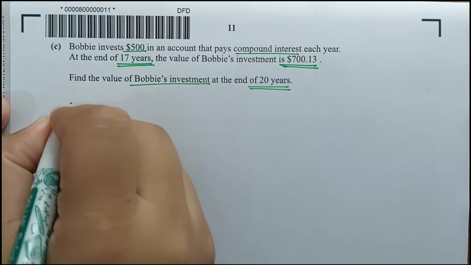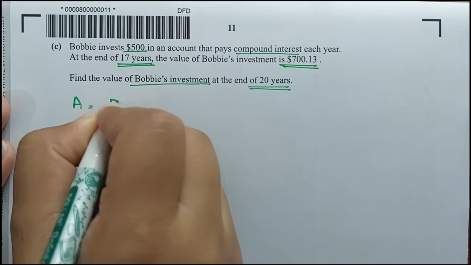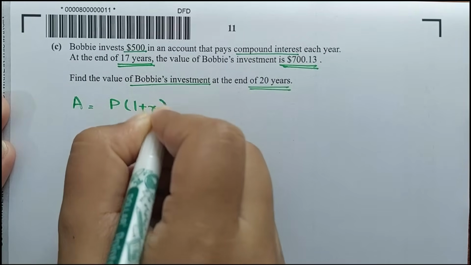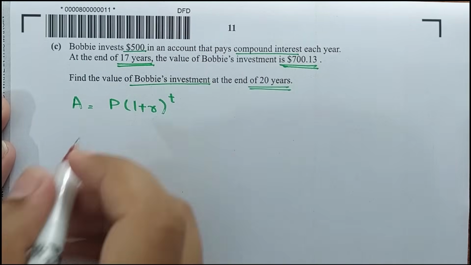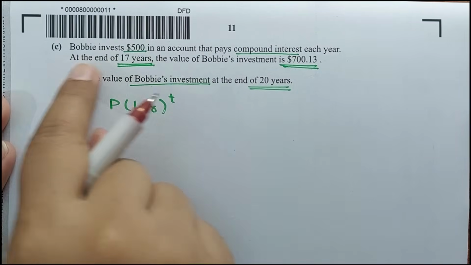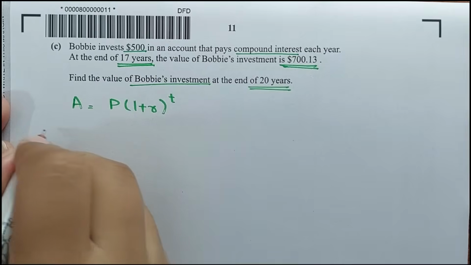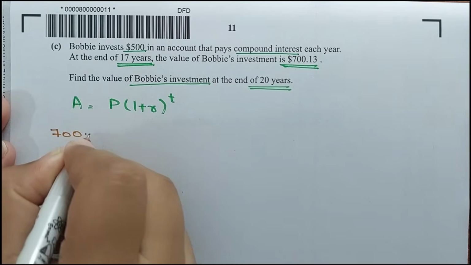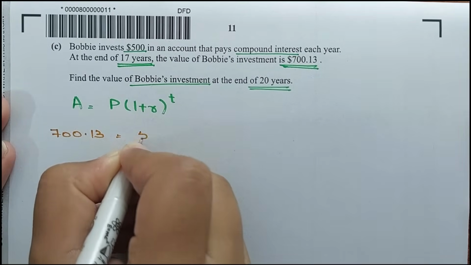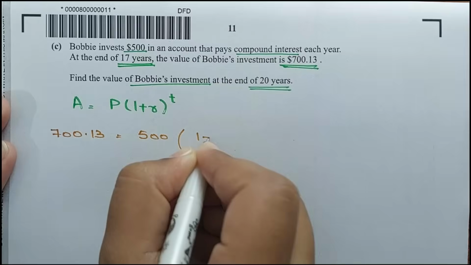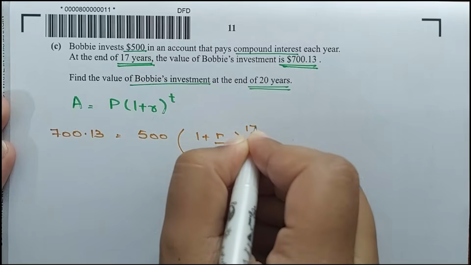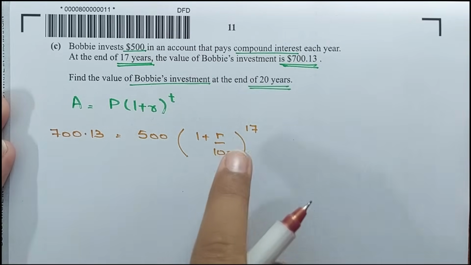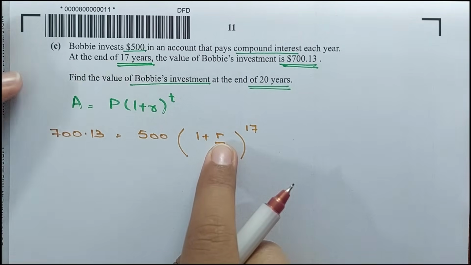Alright, so for compound interest, the formula is A equals P into (1 plus R) to the power T. That is the formula for compound interest. Let me do this part first. The amount is 700.13, the investment is 500, the rate is 1 plus r over 100, where r is the interest rate, and the number of years is 17. We need to figure out the interest rate for the 17 years.